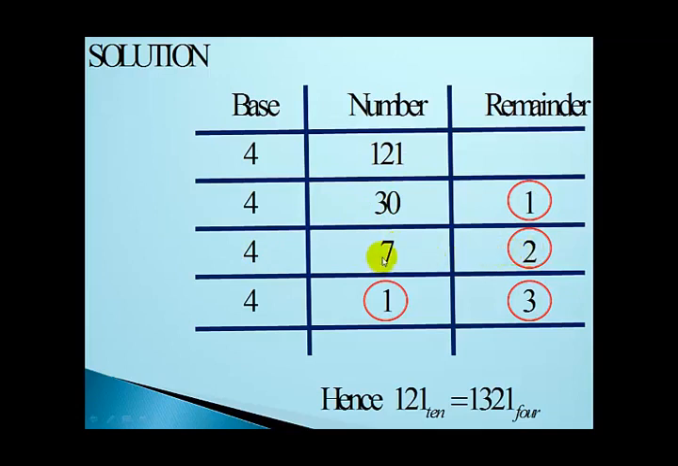Because 7 times 4 is equal to 28, and the difference between 28 and 30 is 2, and that is the remainder. 7 divided by 4 is 1, remainder 3. Why is the remainder 3? Because 1 times 4 is 4, and the difference between 4 and 7 is 3, so the remainder is 3. Now because 1 is less than the base, we stop here and write as follows. We have 1, 3, 2, 1 base 4. So 121 base 10 is equal to 1321 base 4.